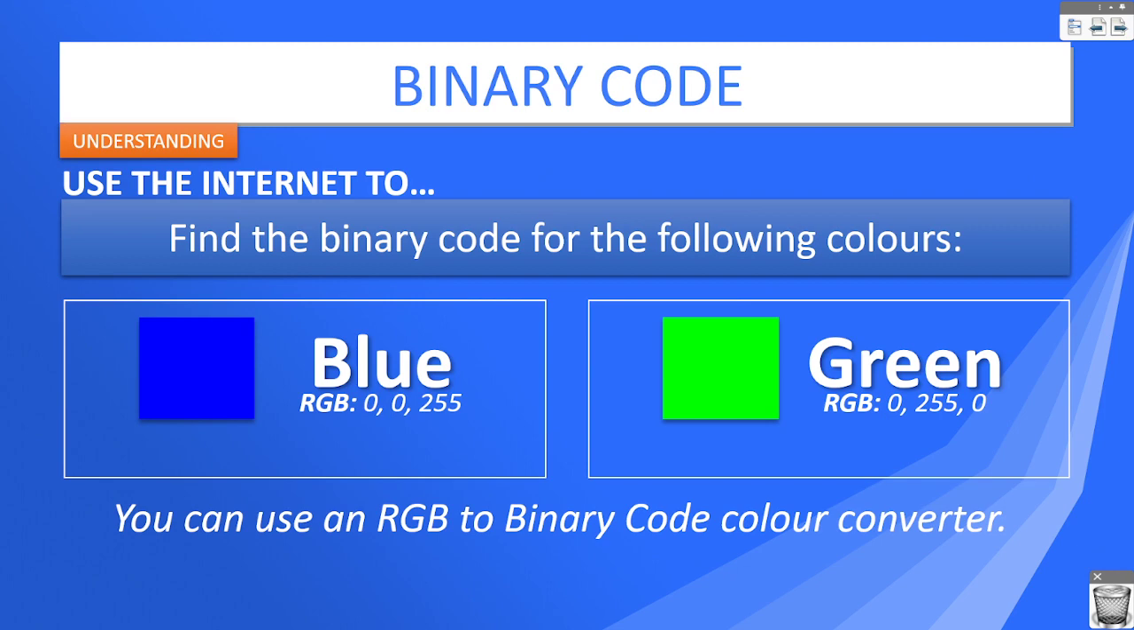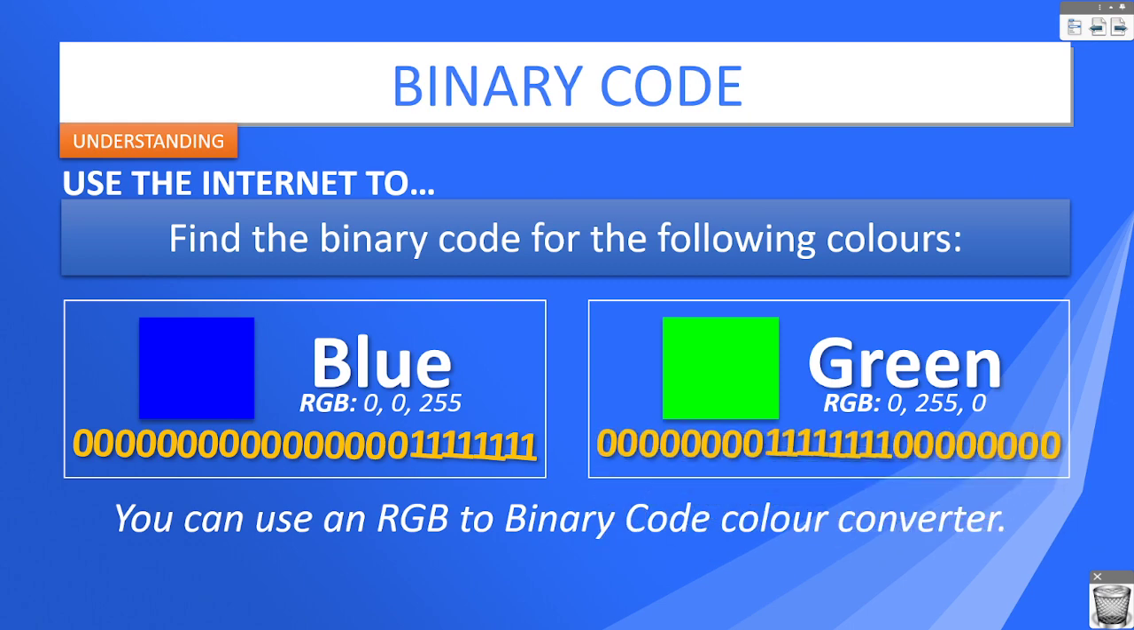Now, you can pause the video and try to work this out. Now that you're back, you're going to want to know the answers. So for blue, for example, you could say it looks like this, and for green, it looks like this. You could use an RGB to binary code converter to figure that out.